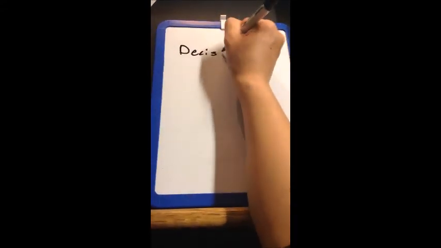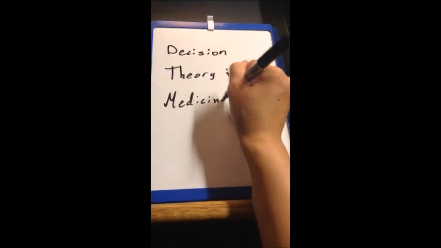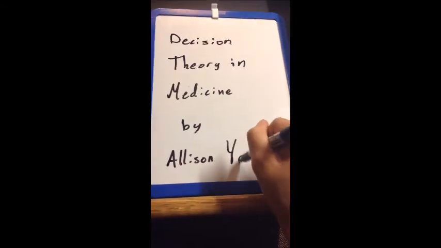Hi everybody, my name is Allison Yanni, and today we will be talking about decision theory in medicine. This theory will touch on four things: the Hippocratic Oath, decision theory, physician-assisted suicide, and Kevorkian versus Kant.